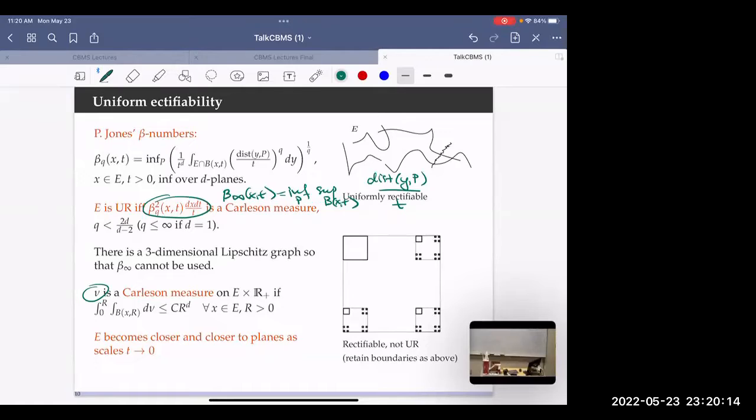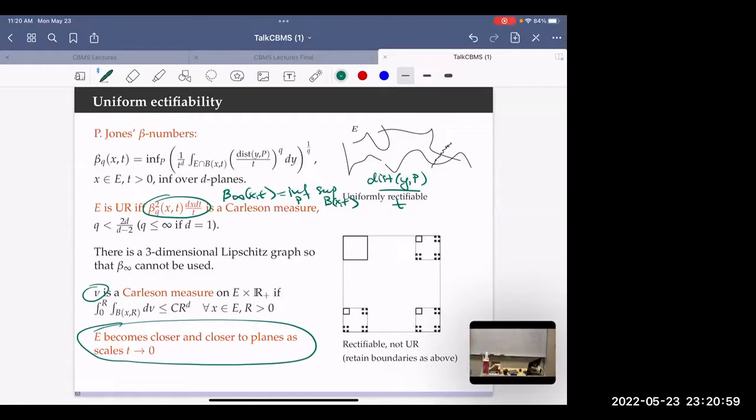This Carlson measure thing is a leitmotif of the entire story, and honestly, probably the reason why we know as much as we know right now, because you will hear Carlson measure about coefficients, about solutions, about sets, about everything. Carlson measure is going to be said 1,000 times in this talk, probably. The reason it works this way is that something becomes better and better as scales go down. Once again, we are talking of balls centered on the set, and E becomes closer and closer to planes as the scales go down.